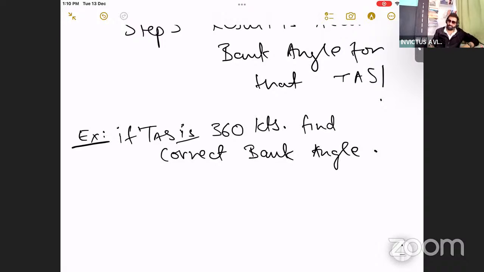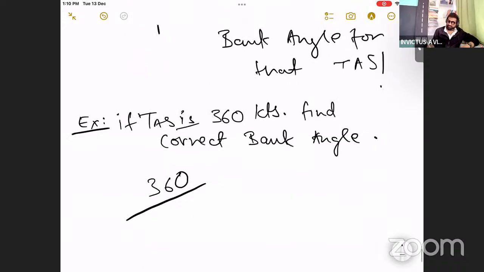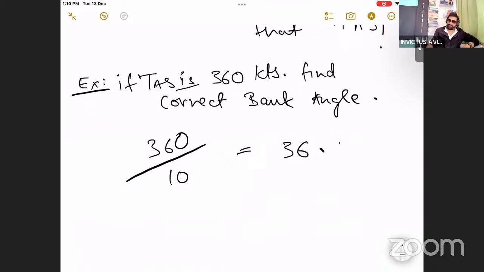The 43 degree. So first step, 1/10, right? Yeah. So 360 divided by 10 is equal to 36. Second step, plus 7. Third step, 43 degrees is the correct bank angle.